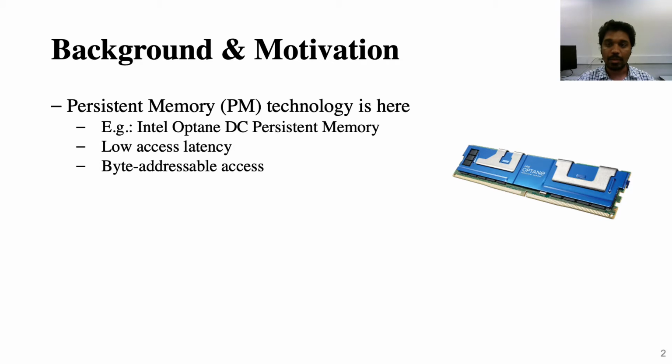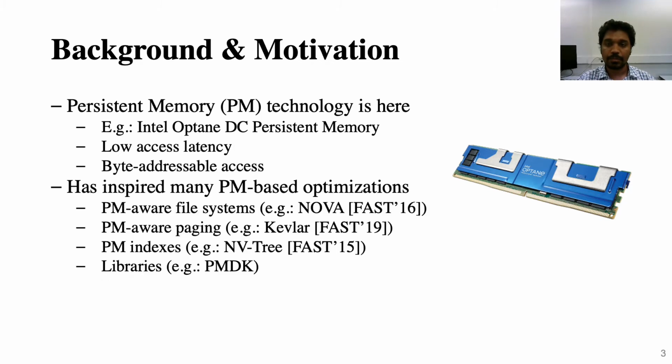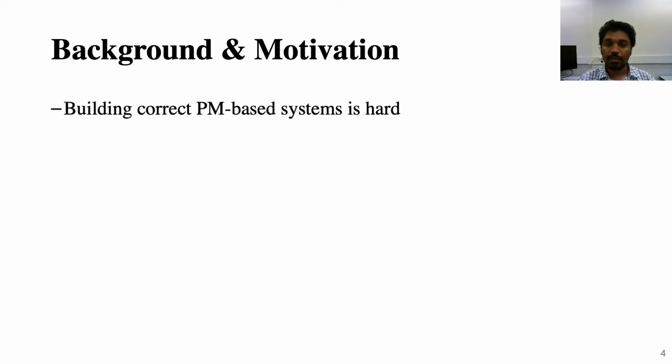Persistent memory devices are available right now. For example, Intel Optane DC persistent memory offers low latency and byte addressable access. This new storage technology has inspired many PM optimizations, such as new PM-aware file systems, paging techniques, PM indexes, and PM libraries. However, building correct PM-based systems is hard.